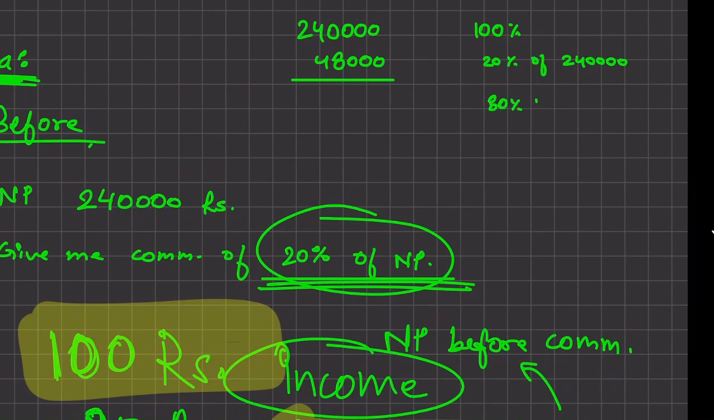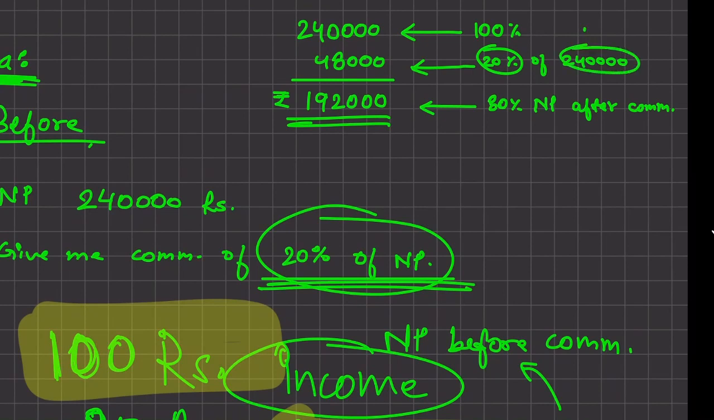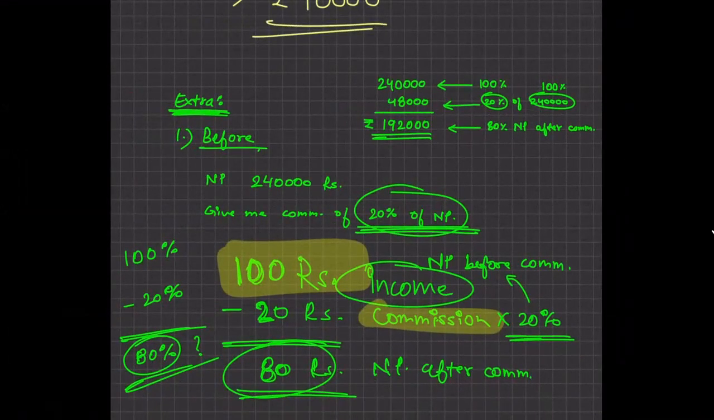80% is net profit after commission. So what is the net profit after commission? That is 1,92,000. The balance is rupees 1,92,000. Okay. This is my 100%. This is my 20%. And this is my 80%. Now what I have done is 20% of 2,40,000, which is my 100%.